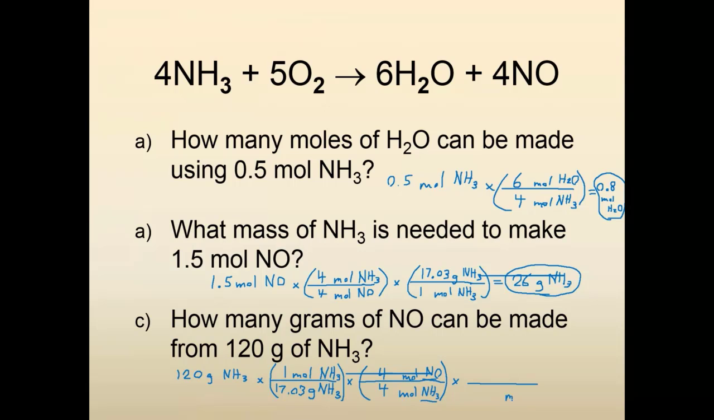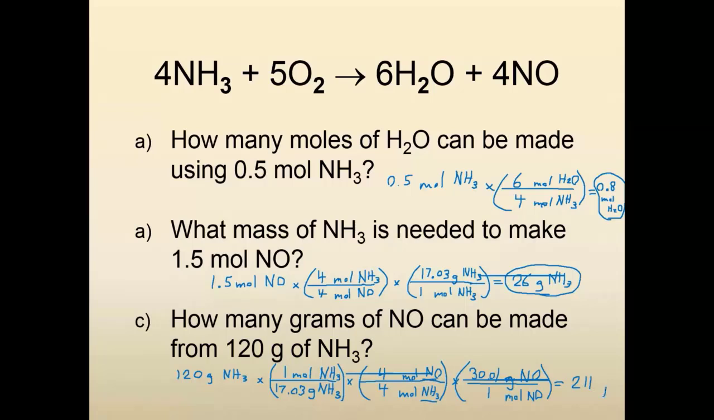And then you can convert the moles of NO back to grams. 1 mole NO over 30 grams NO. Yeah, 30.01 grams of NO is equal to 1 mole of NO. And then I just multiply everything on top and divide by everything on bottom. It's 211.